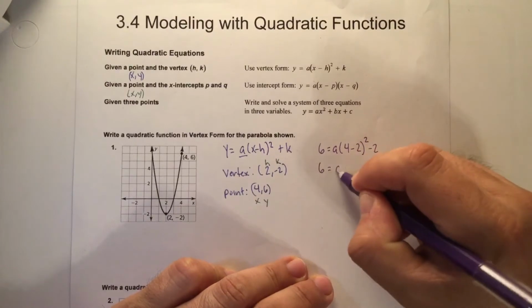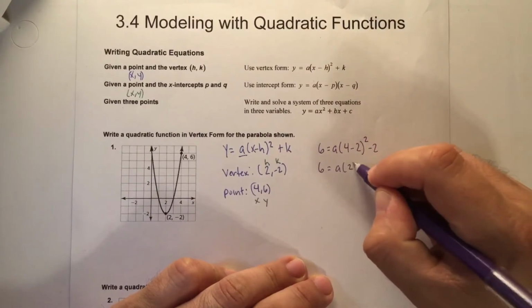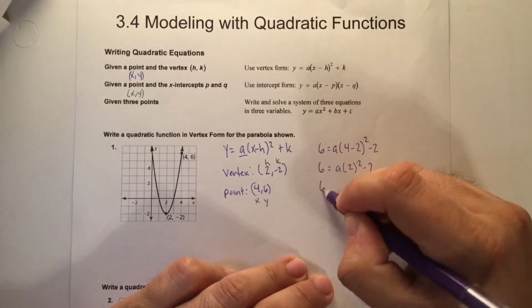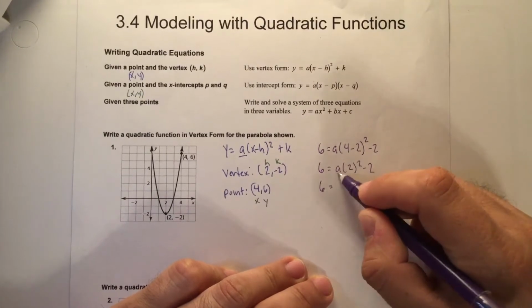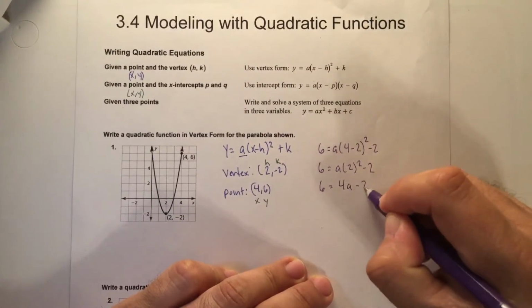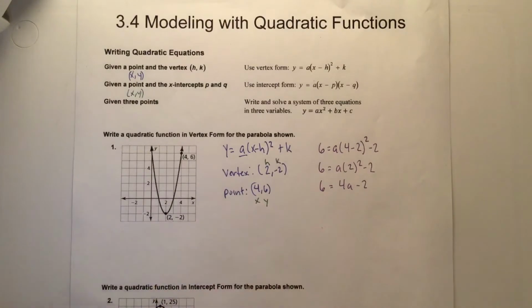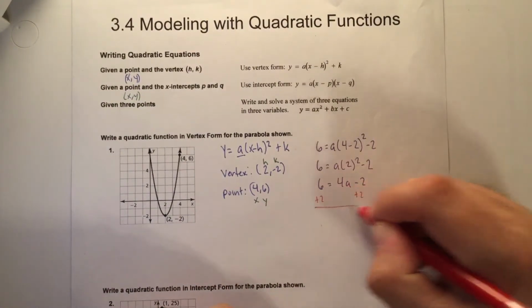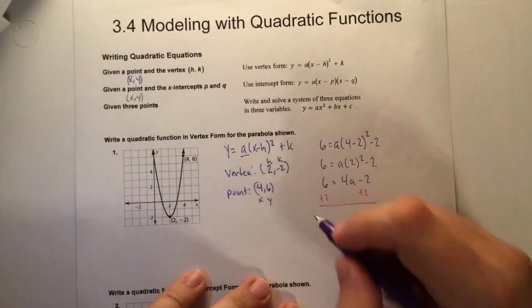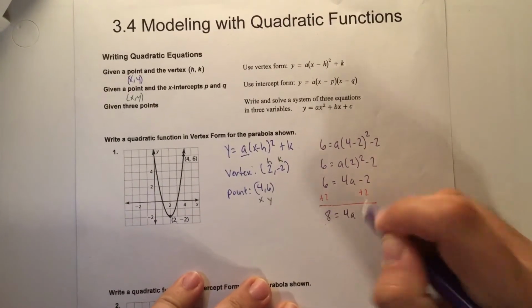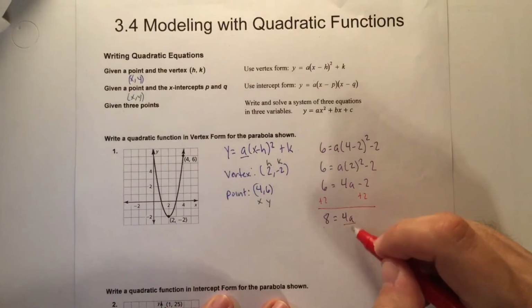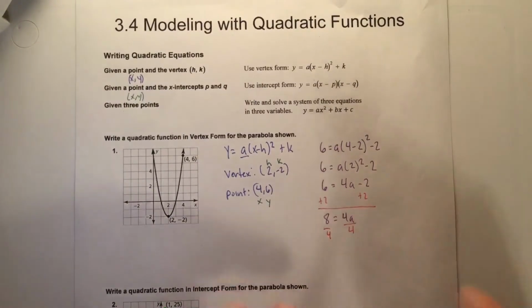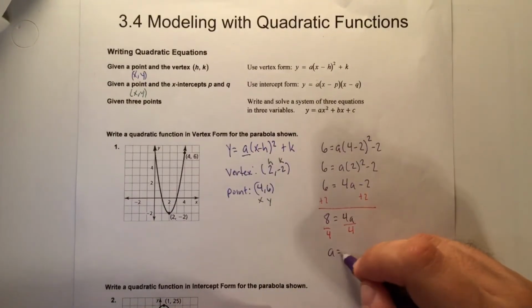So 6 equals a. 4 minus 2 is 2. 6 equals 2 squared is 4. 4 times a is 4a. I'm going to go ahead and add the 2 over. So 8 equals 4a. And then I'm pretty sure you'll understand to isolate a, we divide both sides by 4. And we get that a is equal to 2.